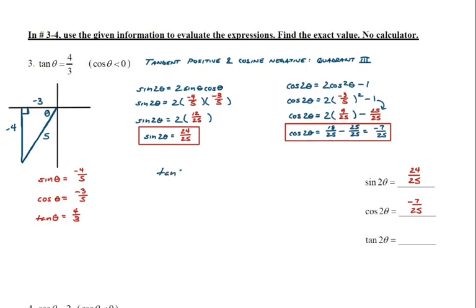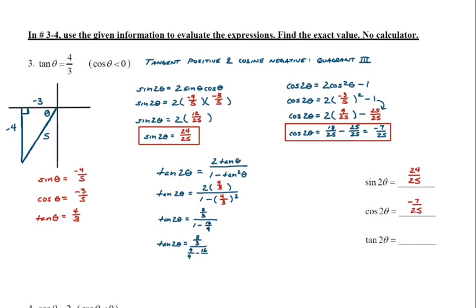Then for tangent of 2 theta, I would use the identity 2 tangent of theta over 1 minus tangent squared of theta. And then I would just replace the tangent of theta in the top and bottom with 4/3. So tangent of 2 theta is going to be 2 times 4/3 over 1 minus 4/3 quantity squared. And then simplify the top and bottom. So 2 times 4/3 in the top should give me 8/3 over 1 minus, and then 4/3 squared is 16 over 9. So I'm going to rewrite the 1 in the bottom as 9 over 9. So I'd get 9 over 9 minus 16 over 9 in the bottom.